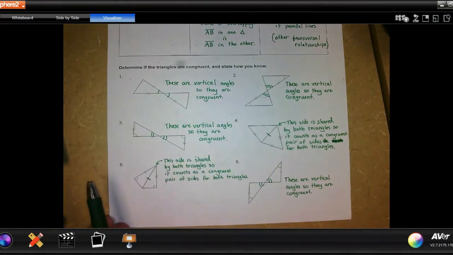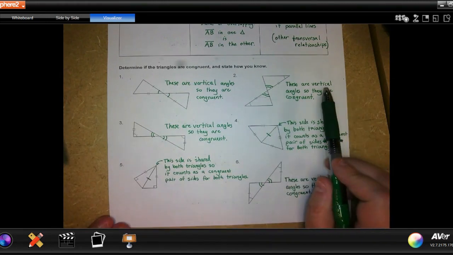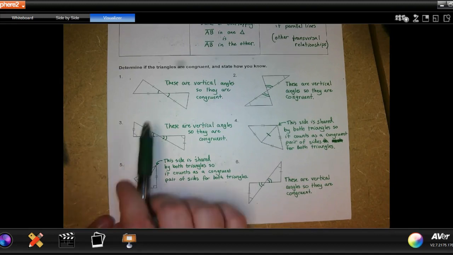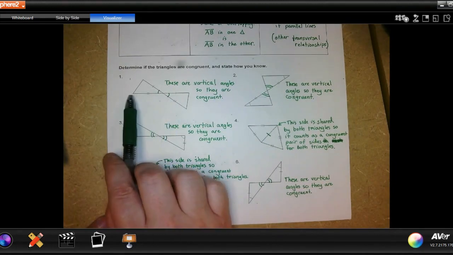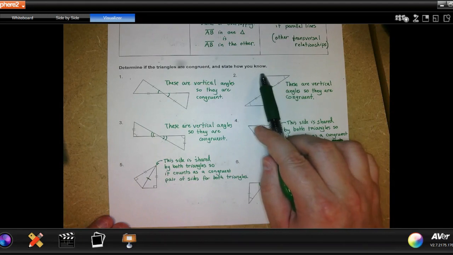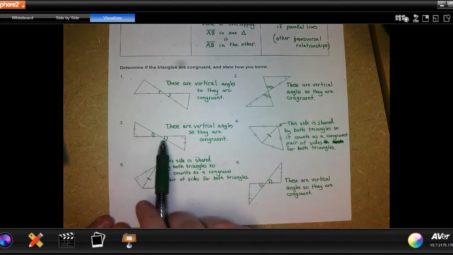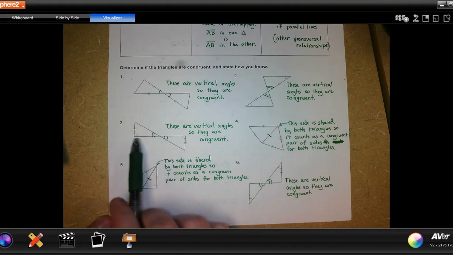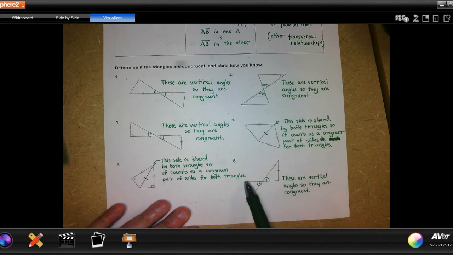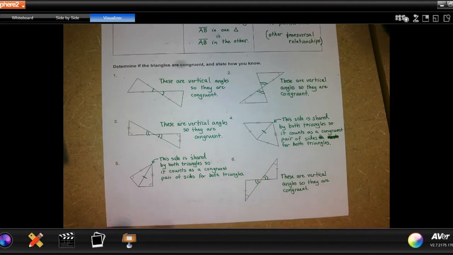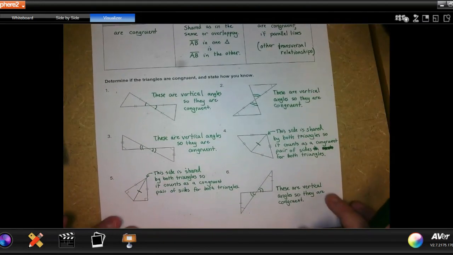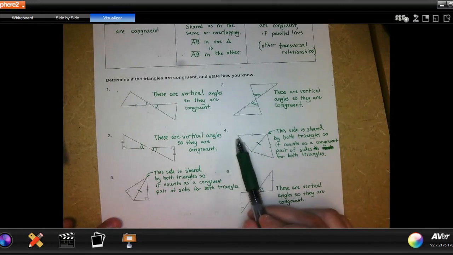Number 1, number 3, number 2, and number 6 all utilize vertical angles. So we have vertical angles here. These 2 angles are formed by the line segment here and here. These 2 angles by this line segment and this line segment. These 2 angles are congruent because we have this line segment and this line segment. And then finally in number 6, we have these 2 angles congruent because this line segment and this line segment form those angles. And then we have the reflexive property where we have shared sides in numbers 4 and 5.